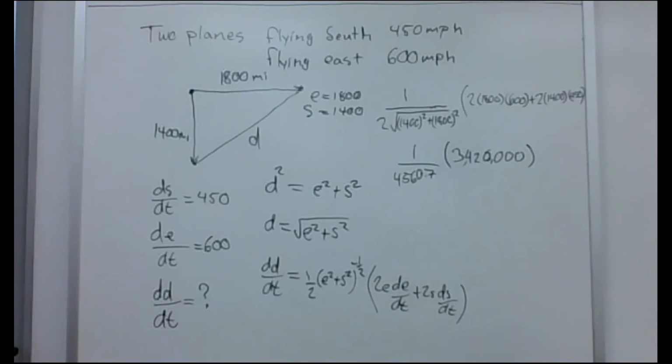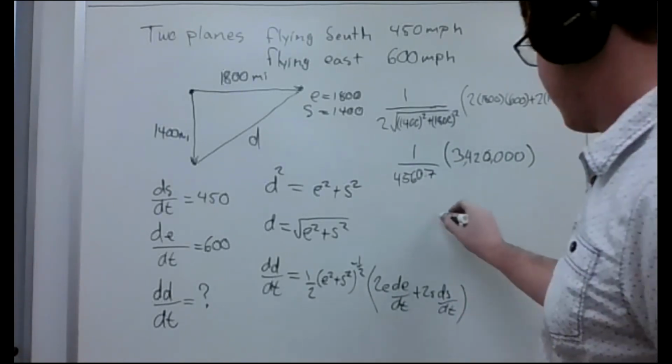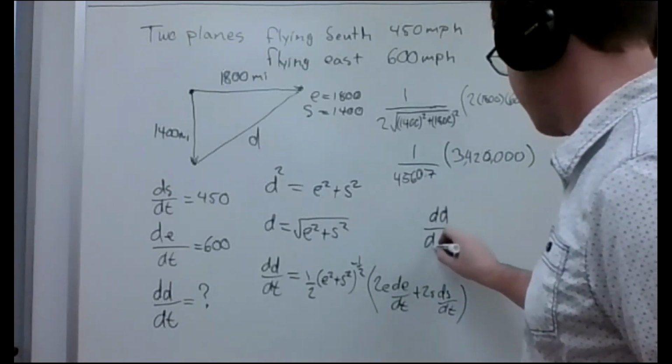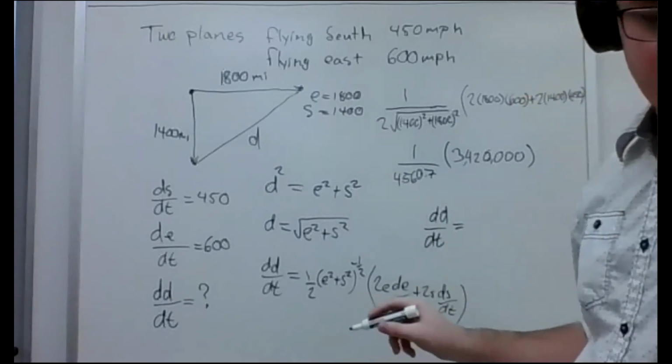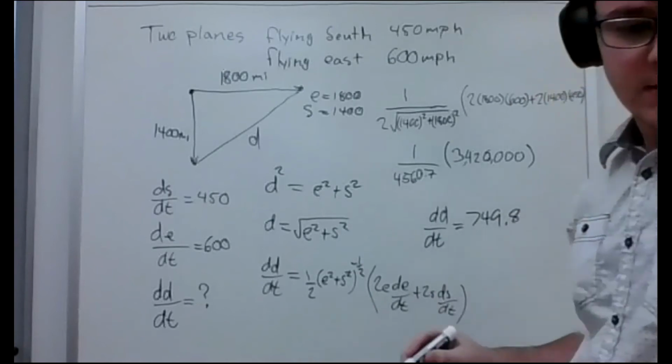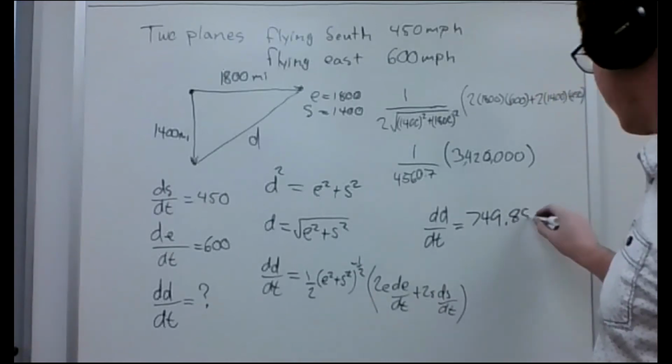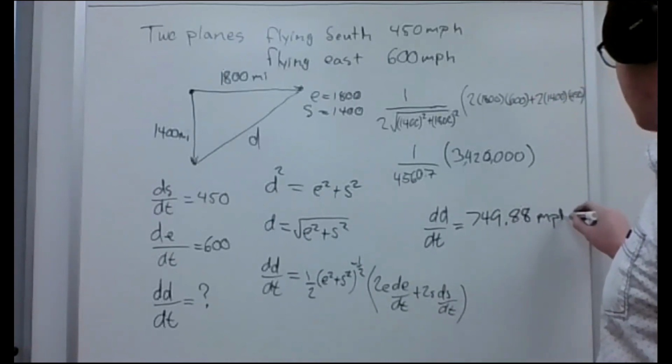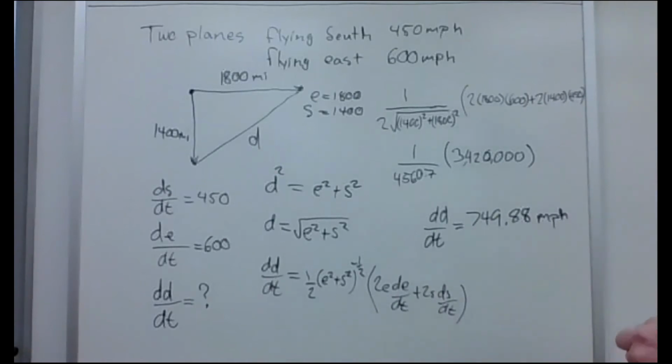All right, so I came out with equals 749.8. So that's how fast the distance between them is changing. So in an hour, they will be 750 miles farther apart than they are right now.